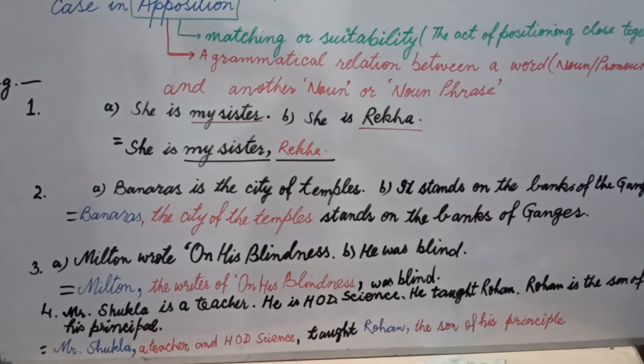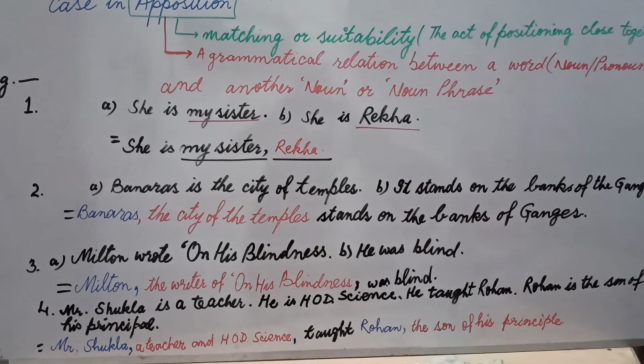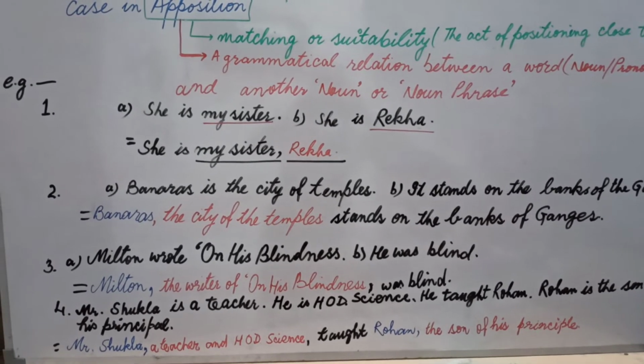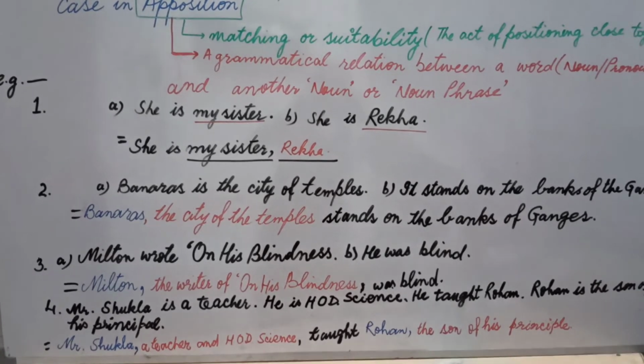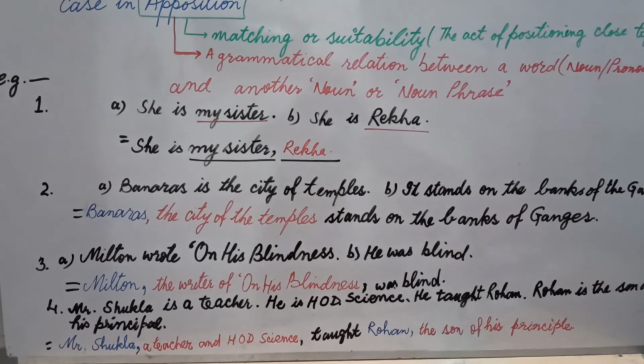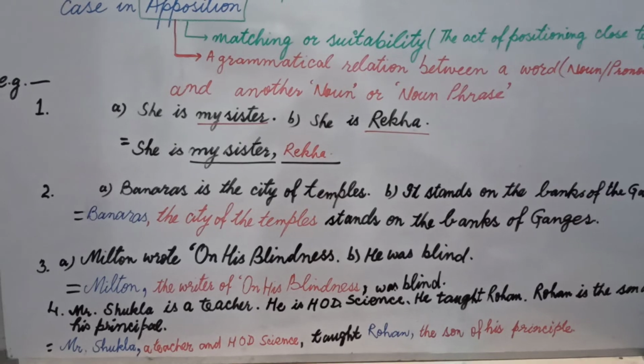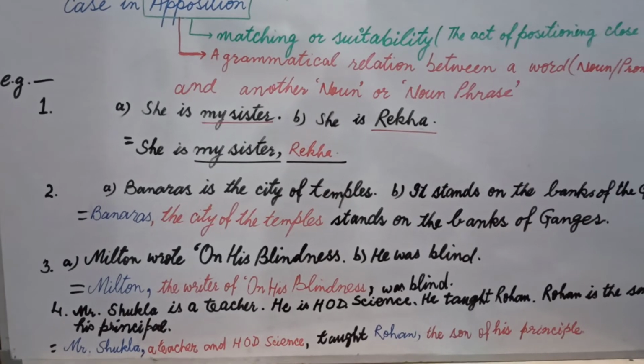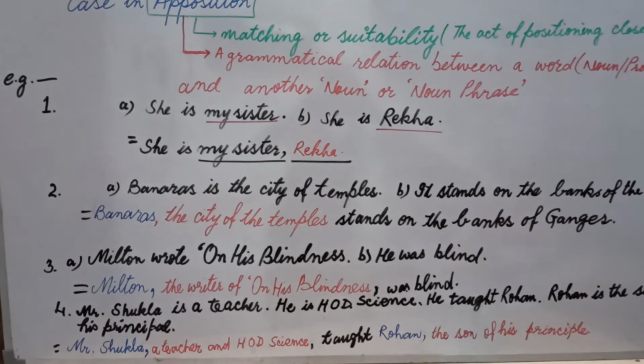Milton, the writer of on his blindness, was blind. In this way, Milton is the head word, and this is case in apposition, and the writer of on his blindness is noun in apposition.